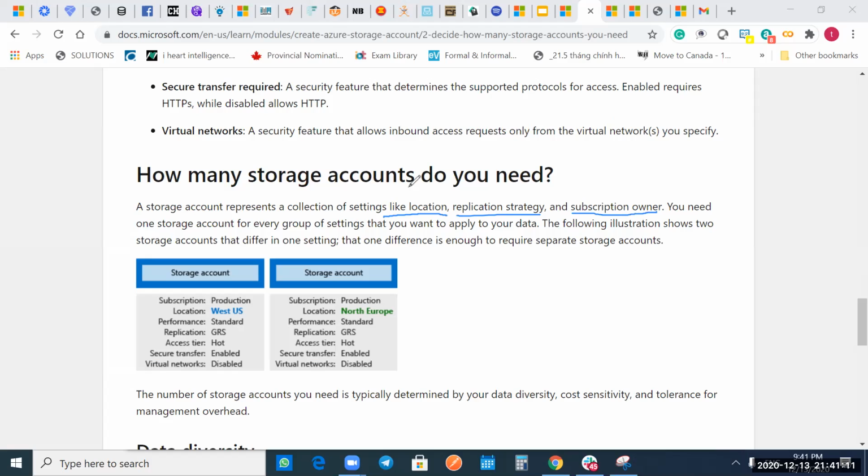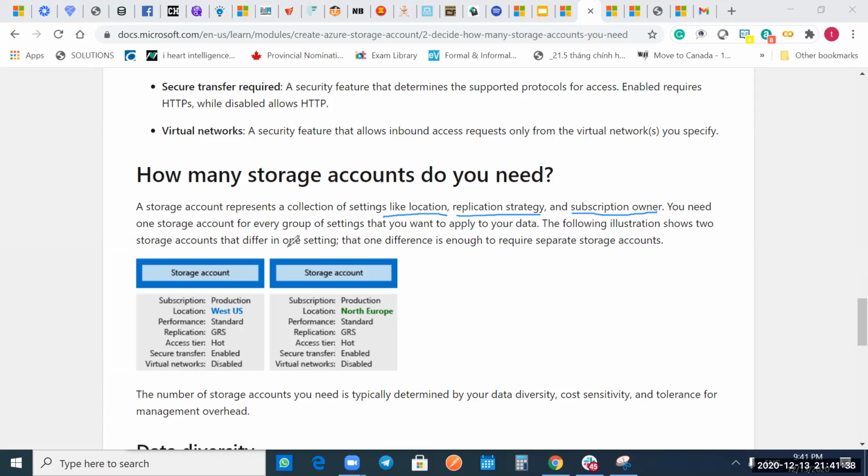So the data has to move, the data has to be accessed a lot, or whether it's the cool tier or archive tier, where you really don't want to use the data that often. And the replication strategy, which we just talked about. And the subscription owner, so who is using the subscription.